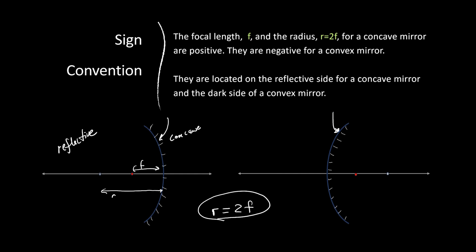On the reflective side of the lens, they're positive. For a convex mirror, here's the focal length, a focal point. So here's the focal length, and here is the radius. They are negative. They're on the dark side of the mirror.